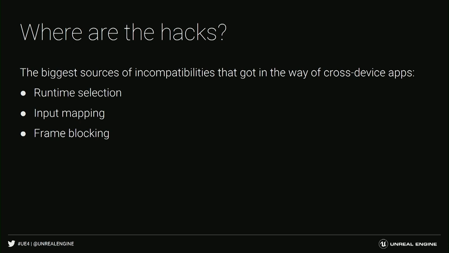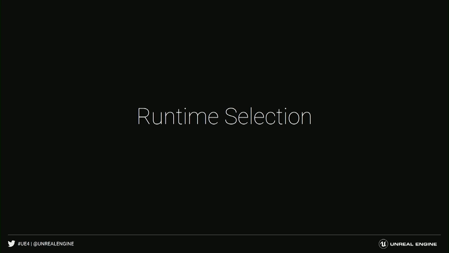So up until now, we've pretty much had to hack around all of these inconsistencies between devices, APIs, and runtimes. And there's 3 main challenges that stand out ahead of the pack in this regard. Now, those are runtime selection, input mapping, and frame blocking. So runtime selection, first problem. Right now, in the engine, we have a priority list in the config files. And unless otherwise specified in code or by a command line, we're going to pick the highest priority runtime that's available on the end user system.